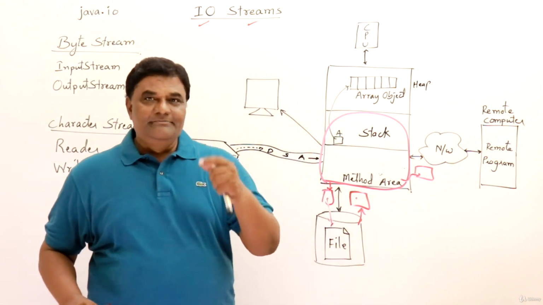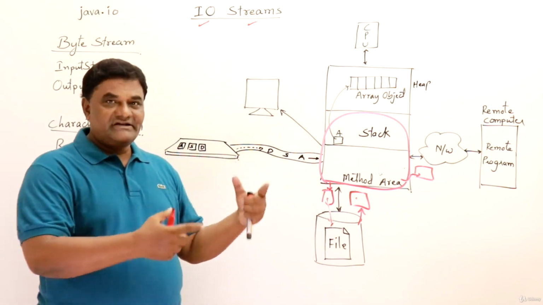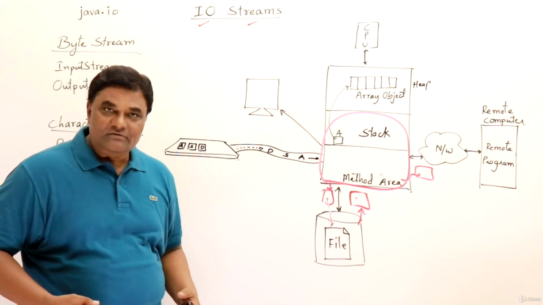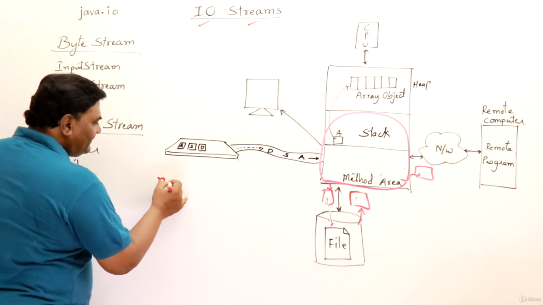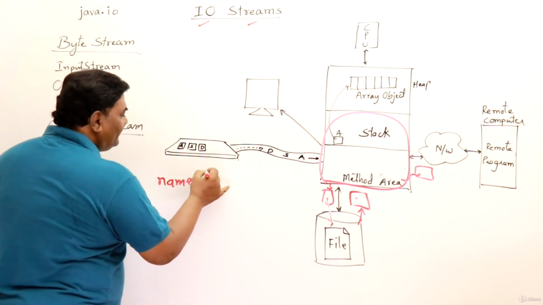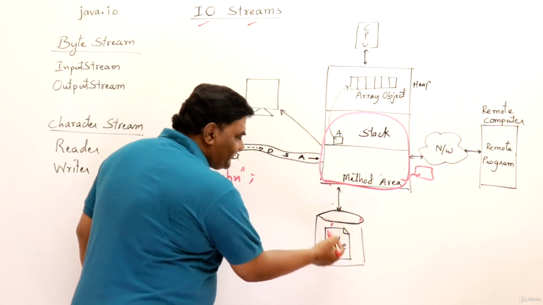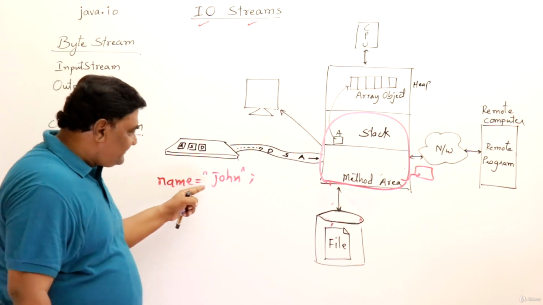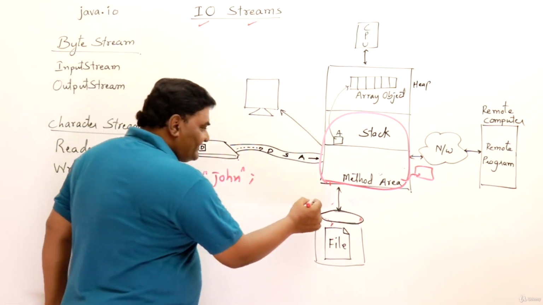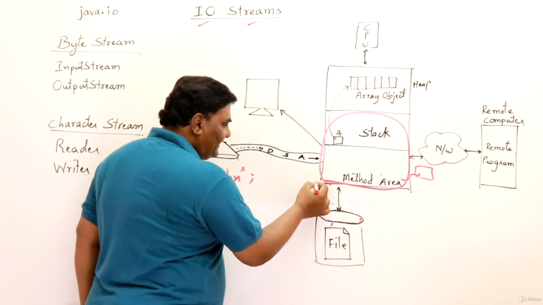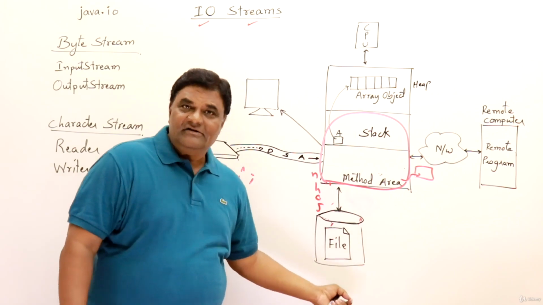Now the next important thing: how the data flows in and out. This is very important. Listen carefully. Suppose I have a string, the name of a person, and the name is John. This is there in the Java program and it has to be sent to a file. Then how will this be sent? The complete string is not sent. J separate, O separate, H separate, N separate. So byte by byte data is sent to the file.